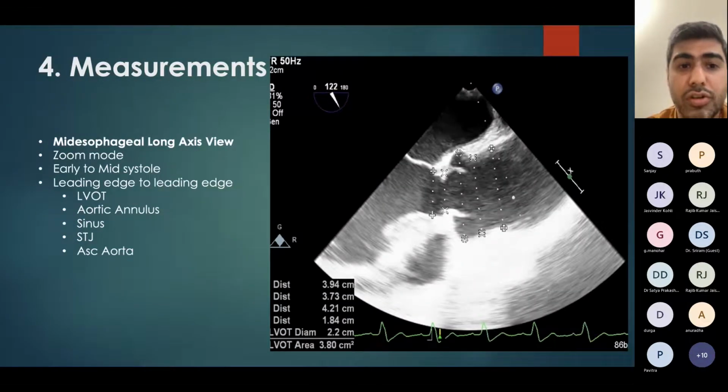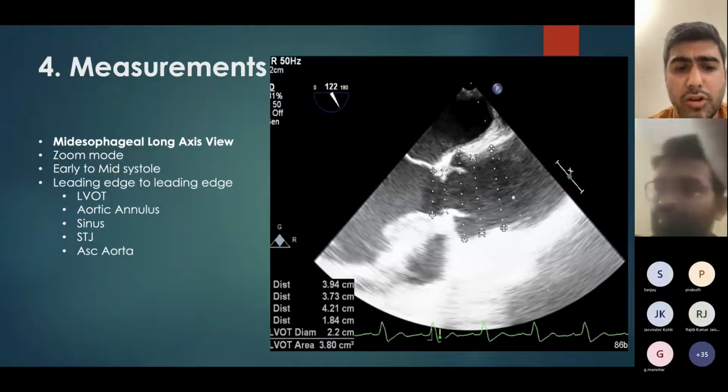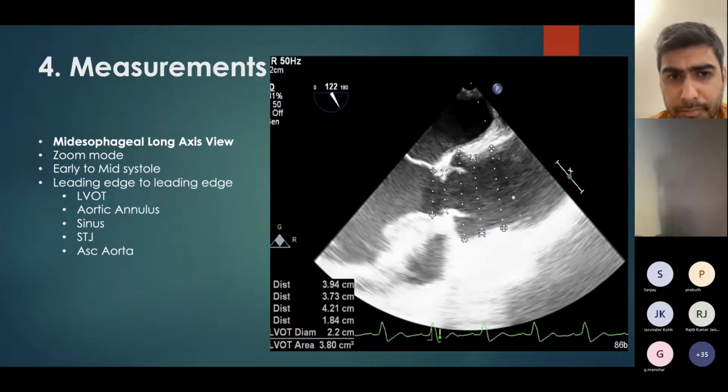So the measurements are usually taken in the mid-esophageal long axis view in a zoom mode, and usually preferred for an early to mid systole with a leading edge to leading edge technique. And we start from the LVOT, which is taken from 0.5 to 1 centimeter within the aortic annulus. Then we take the aortic annulus, the sinus, the sinotubular junction, and the ascending aorta.